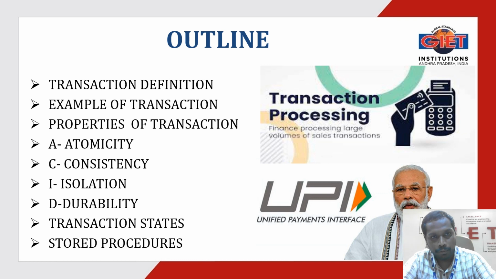Just for general knowledge's sake, I have introduced this Unified Payment Interface concept, which has many transactions, as I told you, 89.6 billion. Each and every transaction will have properties. So we'll be discussing the outline: the transaction definition, an example of a transaction, and the properties of a transaction. The properties of a transaction are ACID. A stands for atomicity, C stands for consistency, I stands for isolation, D stands for durability, followed by the transaction states. So this is the outline of the current topic.